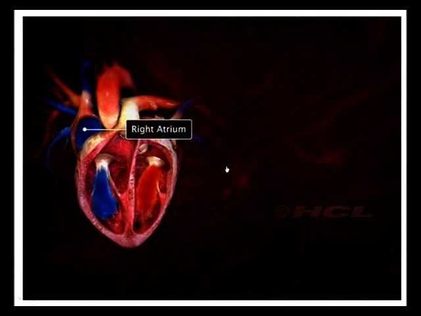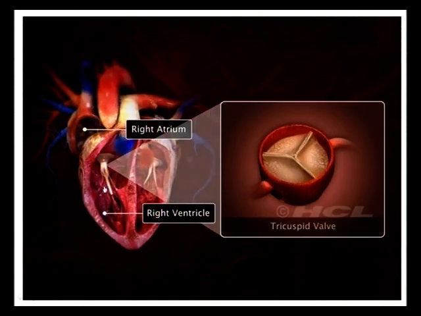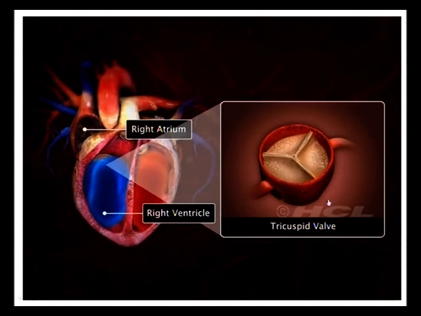Yes, Tswreis, that is the right atrium. Here the blood comes to it from the precaval vein and postcaval vein. And this is the right ventricle. So look here, Tswreis, this is the tricuspid valve. It is present between the right atrium and right ventricle.